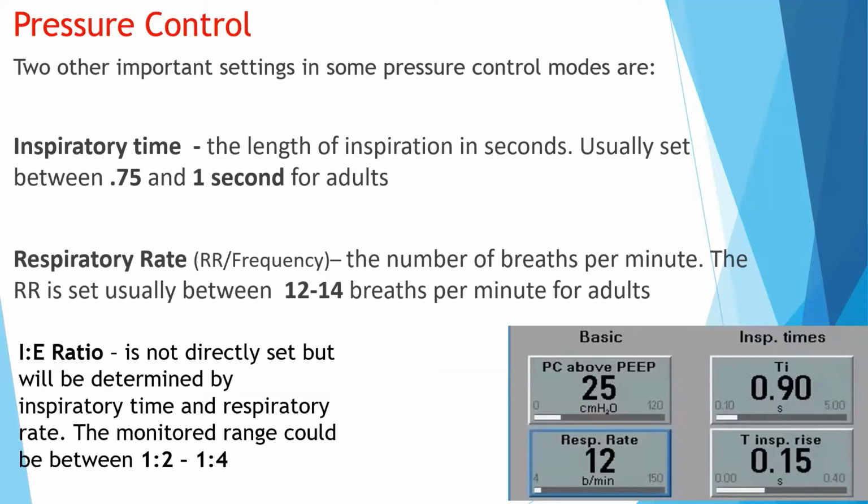And here we can see basic parameters set, or settings set, for pressure control. So here it says PC above PEEP, which is your pressure level. It's set at 25. And we have a respiratory rate of 12. We have an inspiratory time set at 0.90.